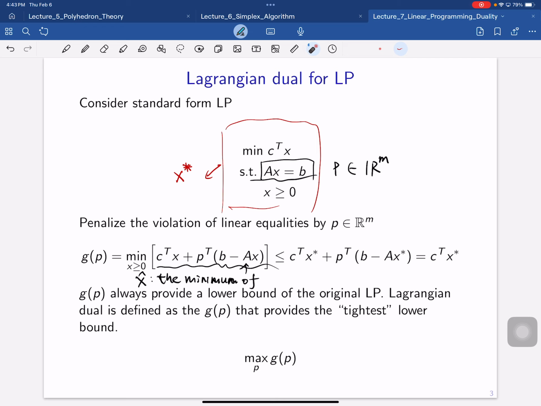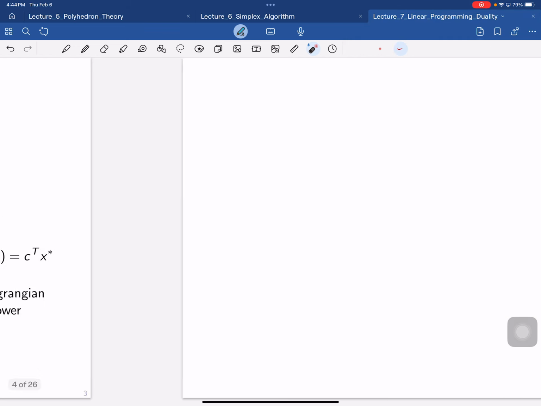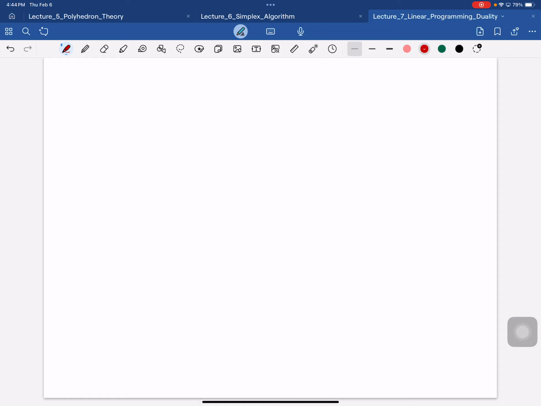Okay. So now, in the next slide, I will derive the Lagrangian dual of an LP. I don't want to overwhelm you with that slide, so let's write it down step by step. Recall that G(P) is a lower bound. It is nothing but the minimum over x greater than or equal to 0 of c transpose x plus p transpose (b minus Ax).